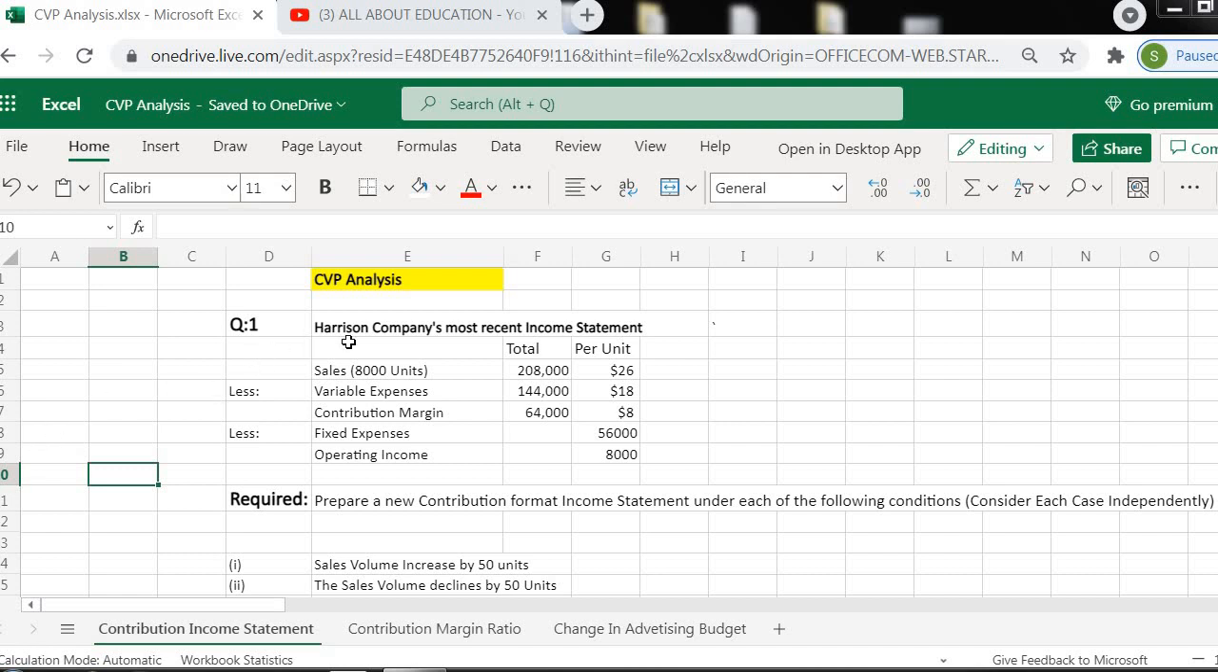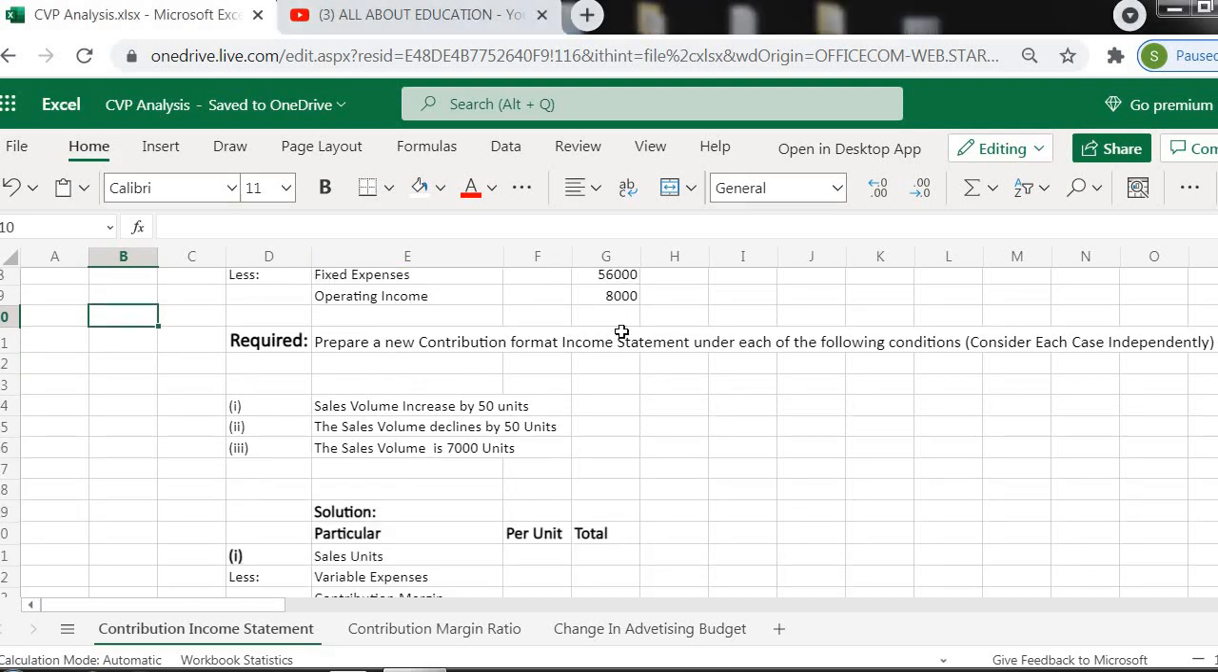Harrison Company's most recent income statement. Sales 8,000 units, total cost is 2,08,000 and the per unit cost is 26. Variable expenses 1,44,000 and the per unit cost is 18. Contribution margin 64,000 and the per unit cost is 8. Fixed expenses are 56,000 and the operating income is 8,000, right?